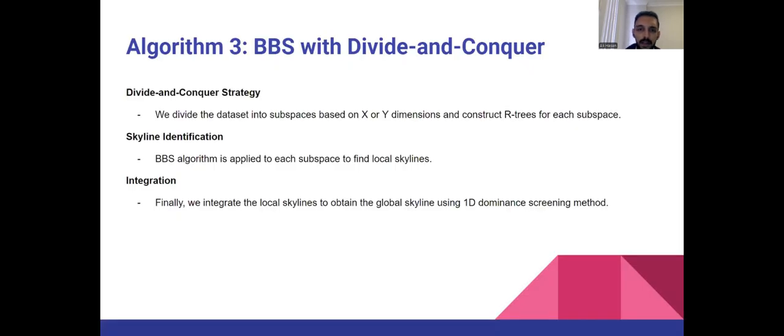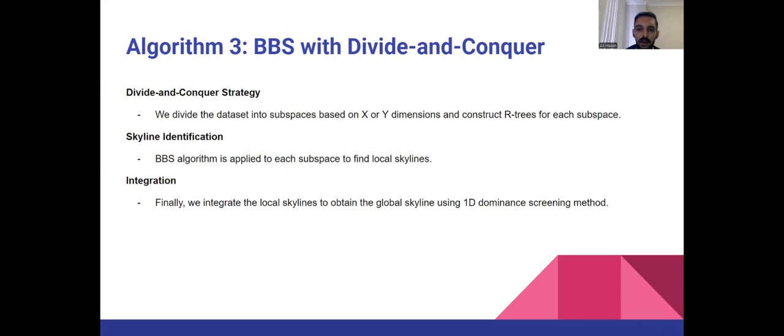Now moving towards the third algorithm, which we used for our task, the branch and bound skyline with divide and conquer. In the divide and conquer approach, this further enhances our efficiency by dividing the dataset into smaller subspaces based on their cost and size. As it's a method using divide and conquer, we would be dividing our dataset into smaller subspaces, and each subspace would then be processed separately using the branch and bound skyline algorithm.